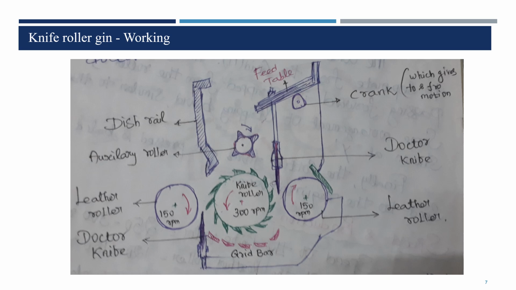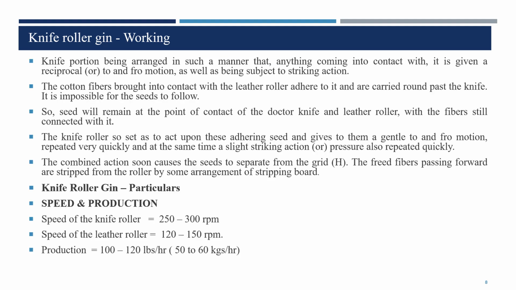Normally, the knife roller is able to rotate around 300 rpm. The range is from 250 to 300 rpm. And on two adjacent sides of the knife roller, two leather rollers are placed. The surface of the leather rollers is a roughened surface, and in between the knife roller and the leather roller, a doctor knife is placed.